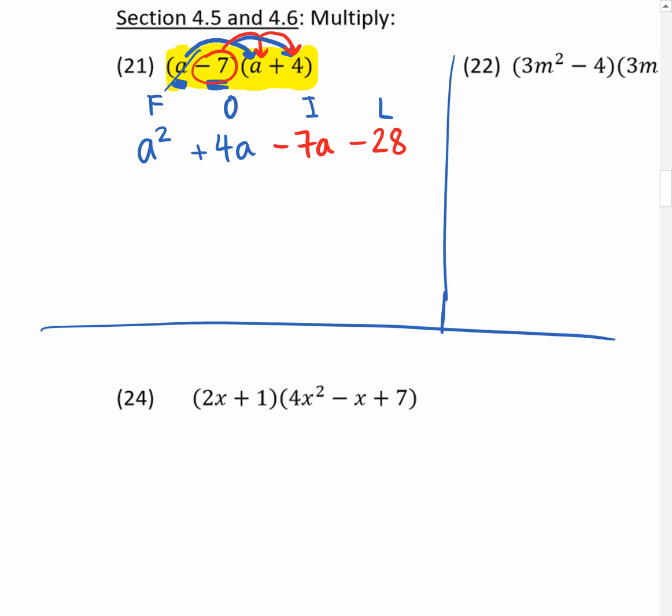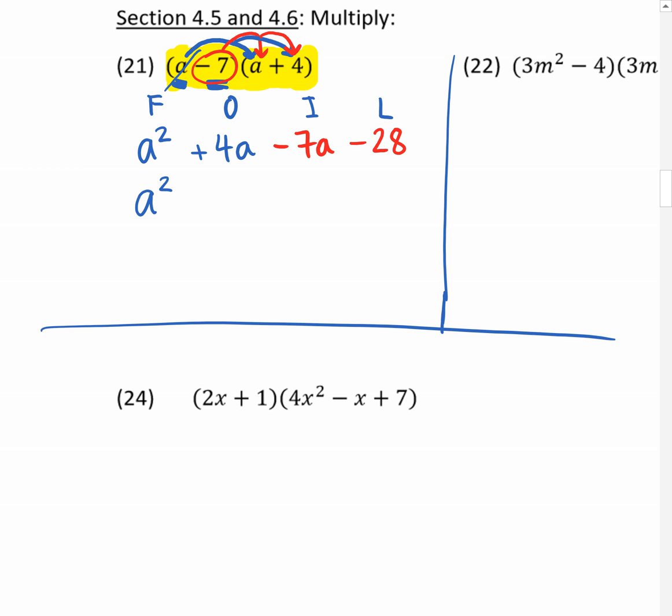First, outer, inner, last. So I don't know, I don't really even do FOIL in my head. I usually just do that. I just focus on one term, multiply that by every term in the second polynomial. Once that's done, now focus on the next term, and so on. I don't know, it just seems more simple.